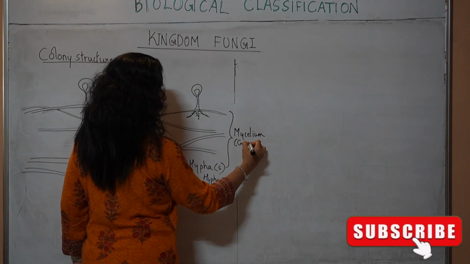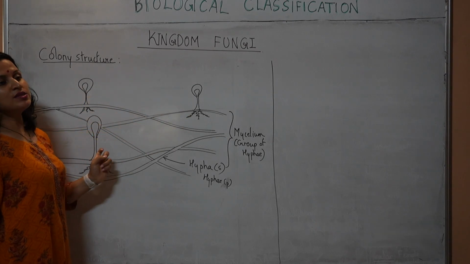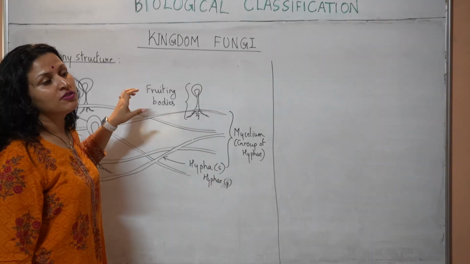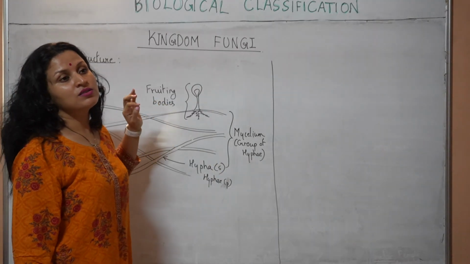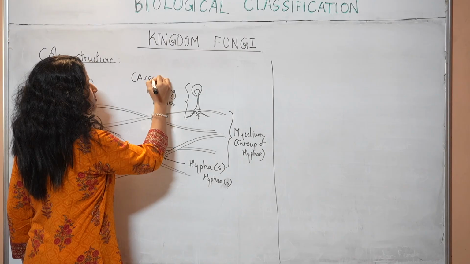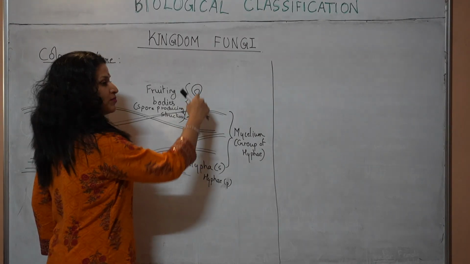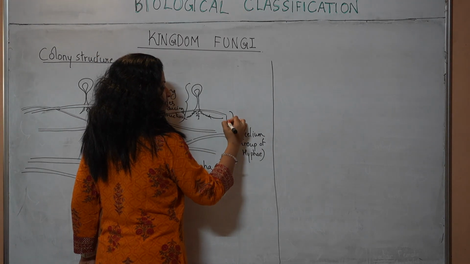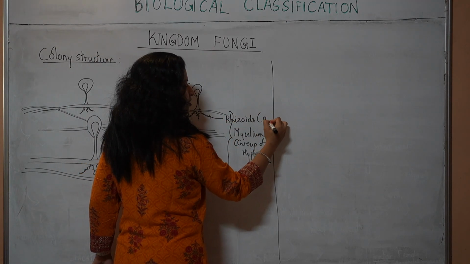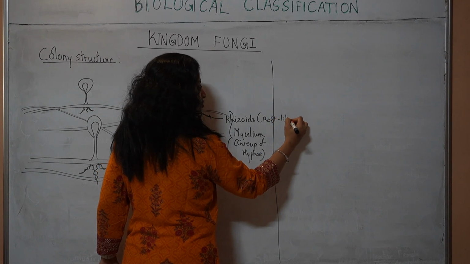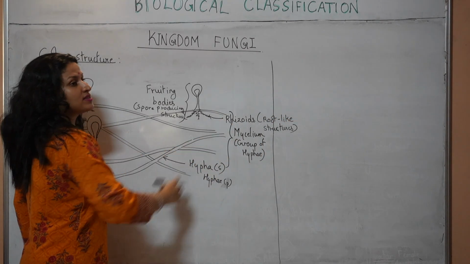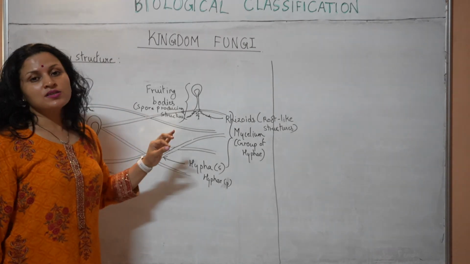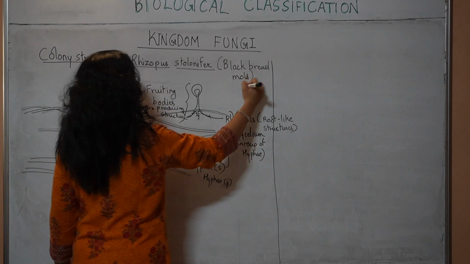Mycelium, group of hyphae. In some places in between you will see tree-like structures which are called fruiting bodies. A fruiting body in fungus is a spore-producing structure. The fruiting body has certain parts: these root-like structures are called rhizoids, which are root-like structures, not roots. It is from this word rhizoids that Rhizopus has got its name. This colony is of the fungus Rhizopus, bread mold.